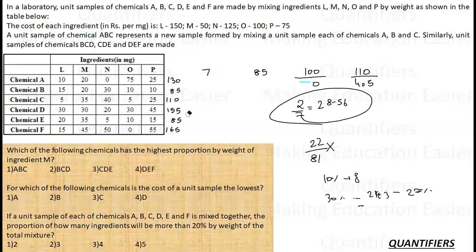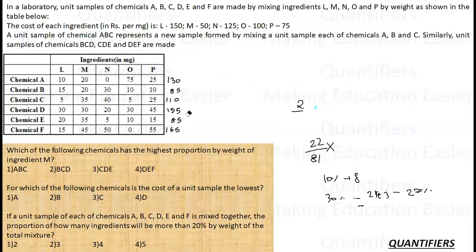Okay. Let's read the second question. The second question says, which of the following chemicals has the lowest cost for a unit sample? So cost is the lowest. So cost is lowest, meaning how is the cost made?